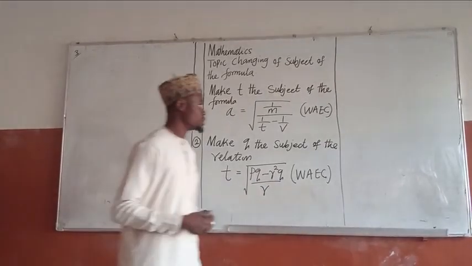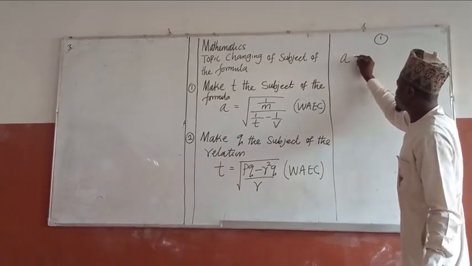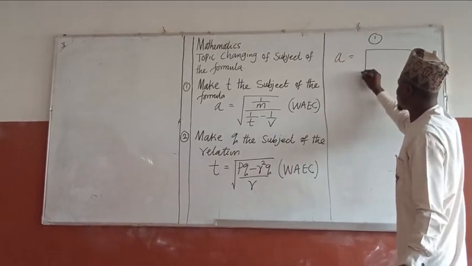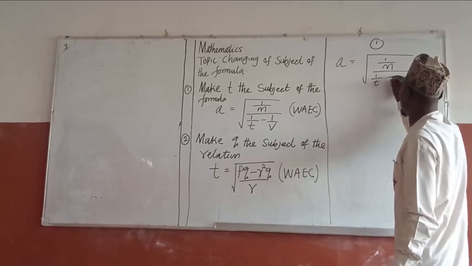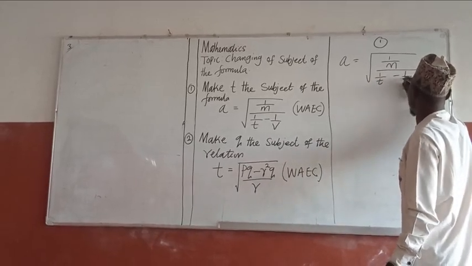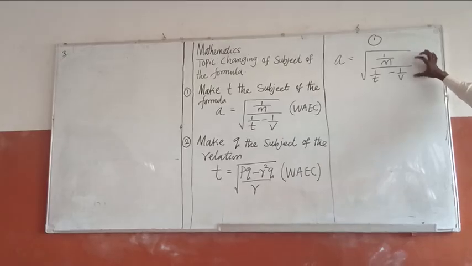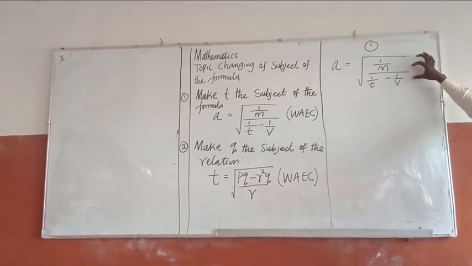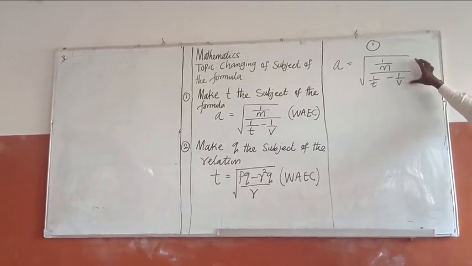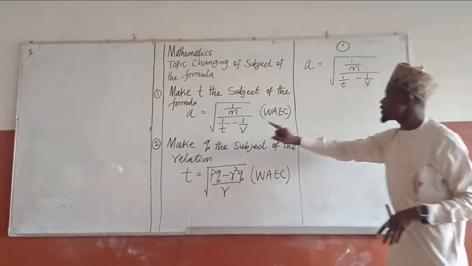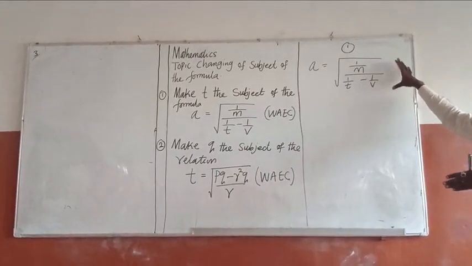Let us start with the first question. We have a is equal to the square root of 1 over m all over 1 over t minus 1 over v. If you look at it, this is a fraction. We have to solve what is inside the square root first, before we remove the square root. What we are looking for is t, and t is inside the square root, which means we have to find a way to remove the square root later.